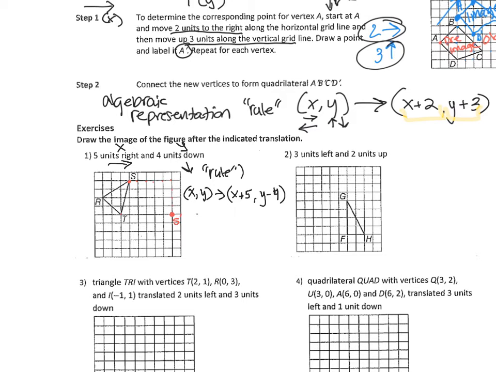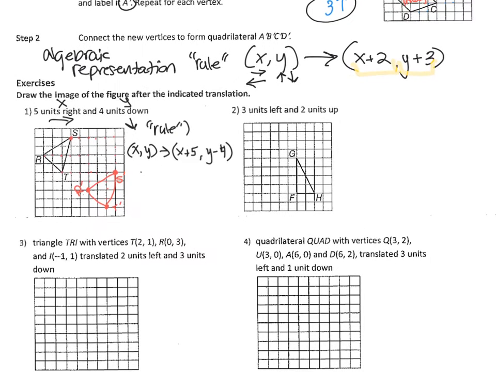T, same thing. I'm going to go to the right 1, 2, 3, 4, 5, and down 1, 2, 3, 4. So that's T prime. R, 1, 2, 3, 4, 5, 1, 2, 3, 4 down. And that's my R prime. This little hash mark. Connect the dots. There you go. Same image, just translated.